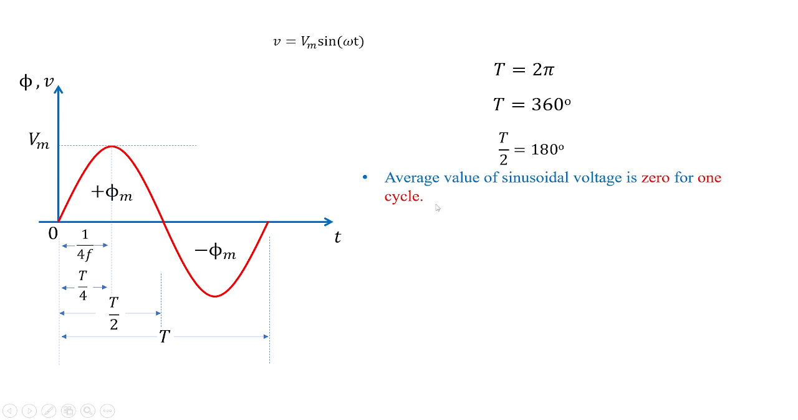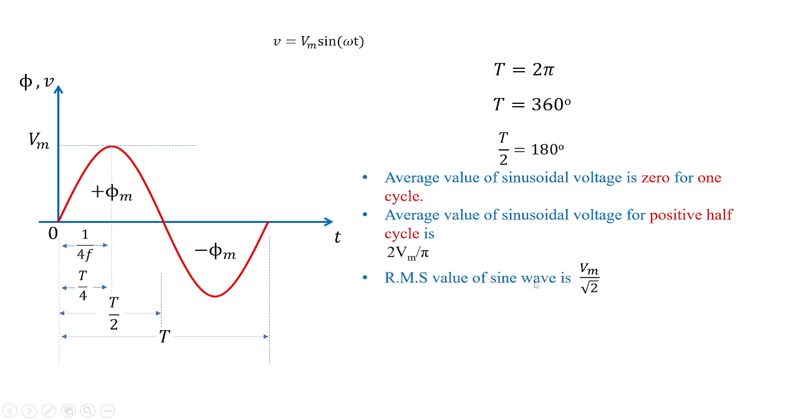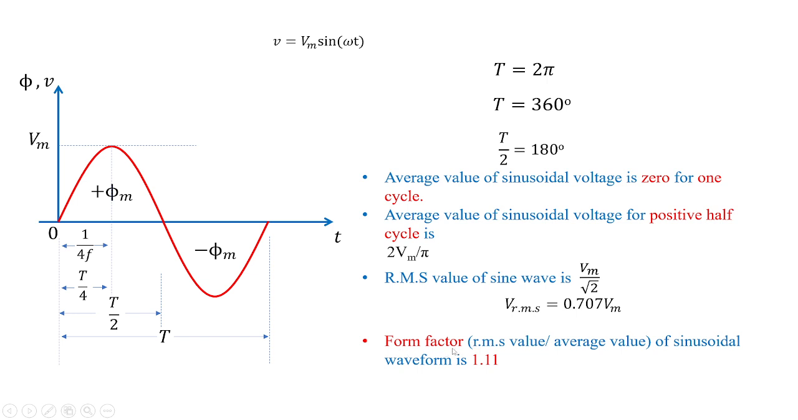This is the first information you should know. Then the average value of sinusoidal voltage for a positive half cycle is 2 Vm by pi. Then the RMS value of a sine wave is Vm by root 2, or you can also make a note that Vrms is equal to 0.707 Vm, and the form factor, which is the ratio of RMS value by average value of a sinusoidal waveform, is 1.1. Apart from that, you should also know the relationship between flux density, area, and flux, which is given by phi is equal to B into A. So these are the important information you should know about the sine wave.